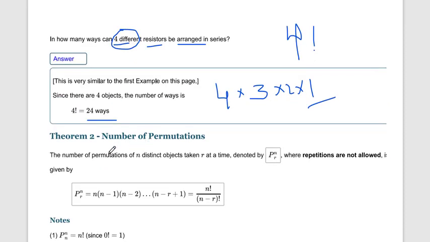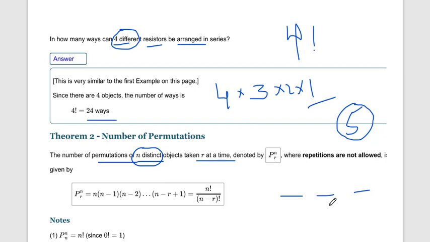Theorem 2, number of permutations. The number of permutations of n distinct, different objects taken r at a time. Taken r at a time means they have only given a few spaces. They have n different objects, but only a few spaces. Just like in a mobile shop there are 5 phones available, but I can choose only any 3 mobile phones. So there are 5 phones, but I can only choose 3. So for taken r at a time, we have to use this theorem.